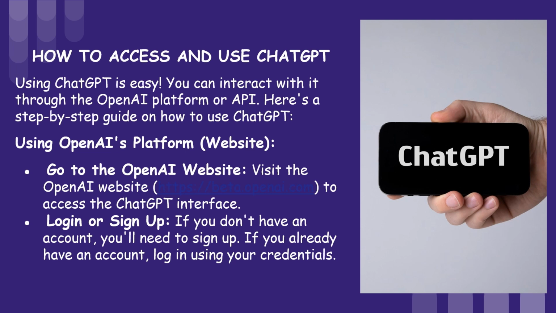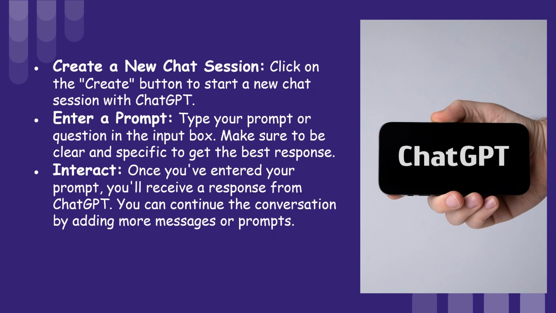Log in or sign up. If you don't have an account, you'll need to sign up. If you already have an account, log in using your credentials. Create a new chat session. Click on the Create button to start a new chat session with ChatGPT. Enter a prompt. Type your prompt or question in the input box. Make sure to be clear and specific to get the best response.